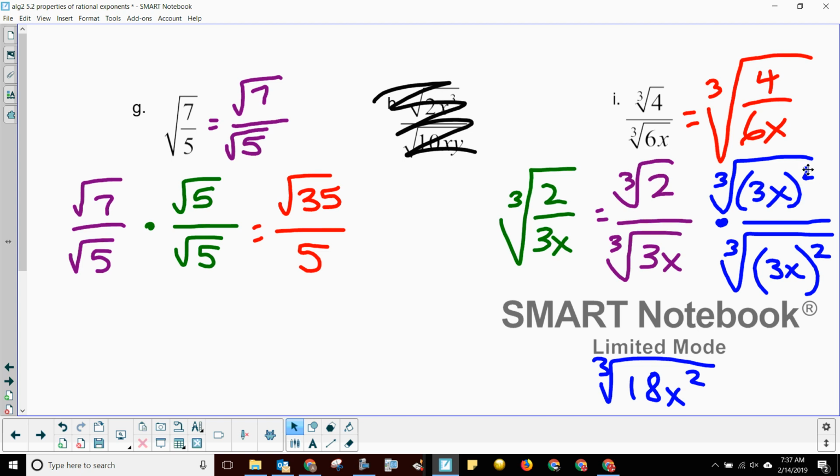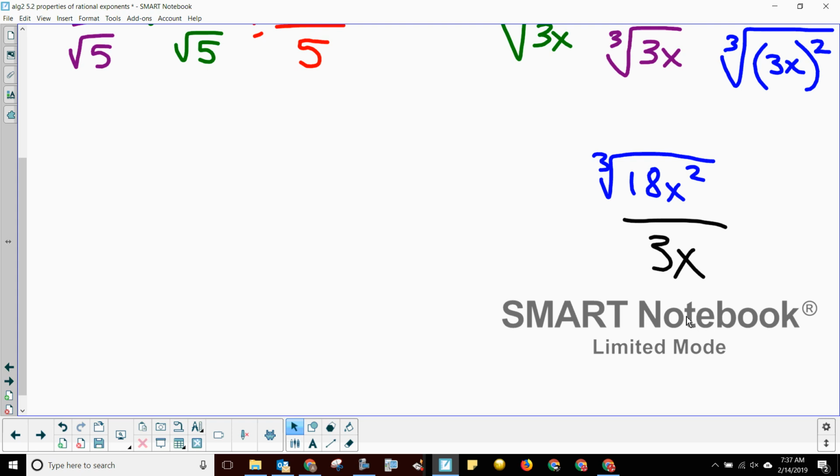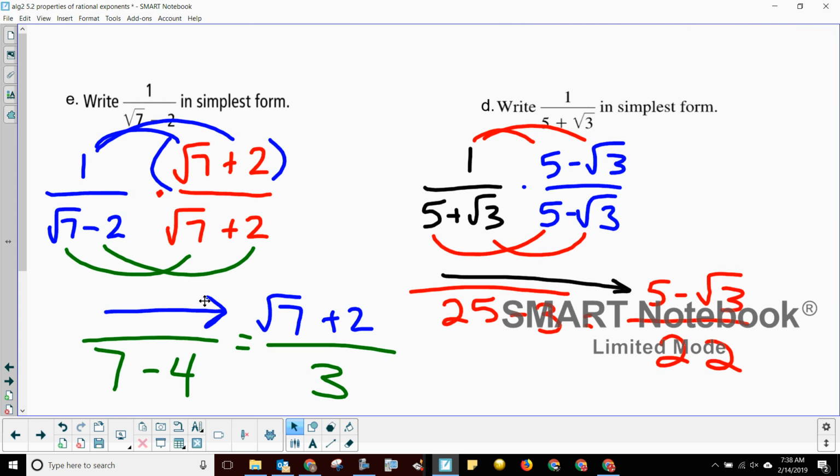3x squared: 3 squared is 9, x squared is x squared. 9x squared times 2 became this 18. And now that I have 3 versions of 3x on bottom, that's how I got 3x. This is where it was kind of like using the conjugate we were talking about.